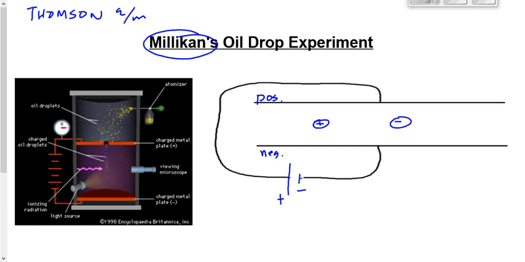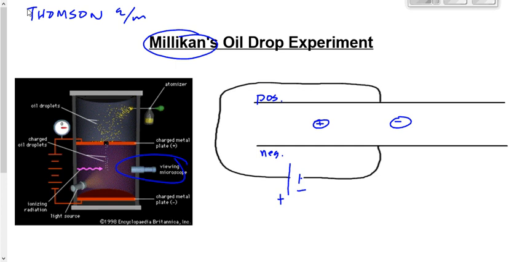What I want to do now is focus on one of these oil droplets at a time. If I was Millikan, I would be looking at one of these oil droplets through a microscope. They're that small that you have to look through a microscope to see them. I would be looking at one single oil drop through a microscope and analyzing the motion or lack thereof of that particle. Let's look at the forces acting firstly on the negative particle right here.